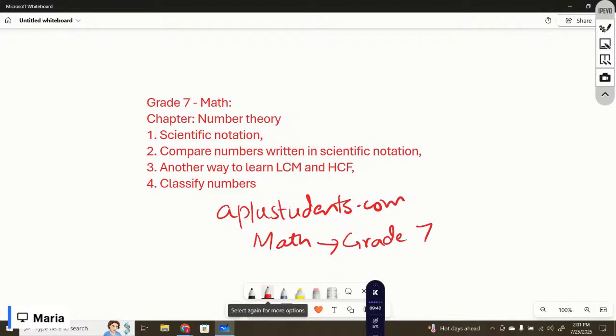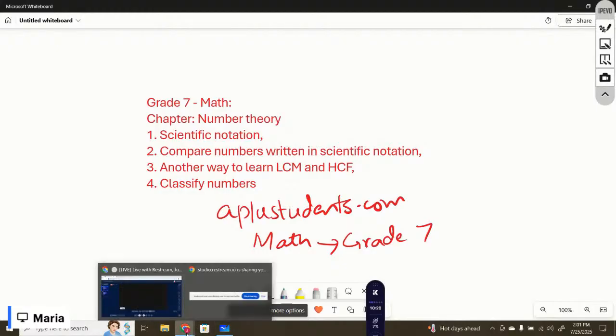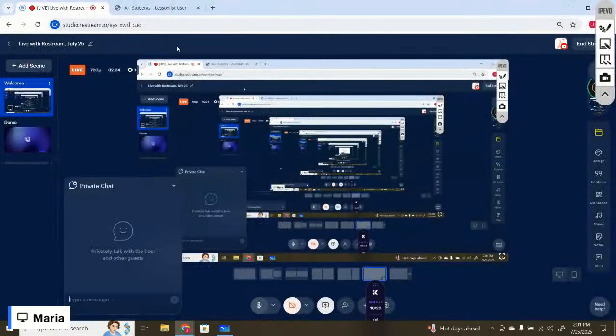We're going to start with the chapter number theory. The lessons we're going to cover today are scientific notation, compare numbers written in scientific notation, another way to learn LCM and HCF, classify numbers. Please make sure you have your notebook and pencil so that you can note important examples and definitions as well.